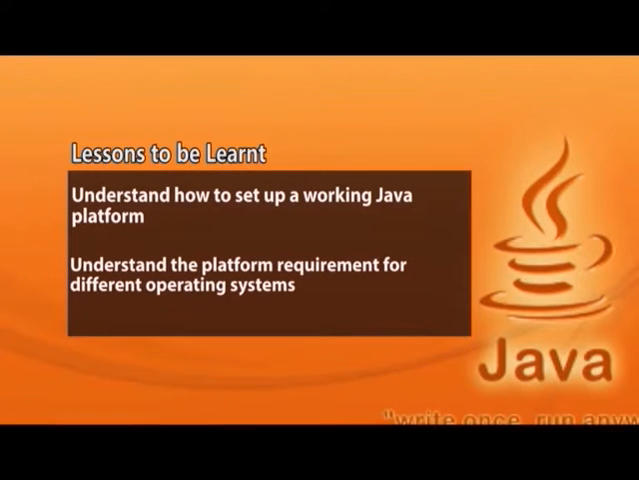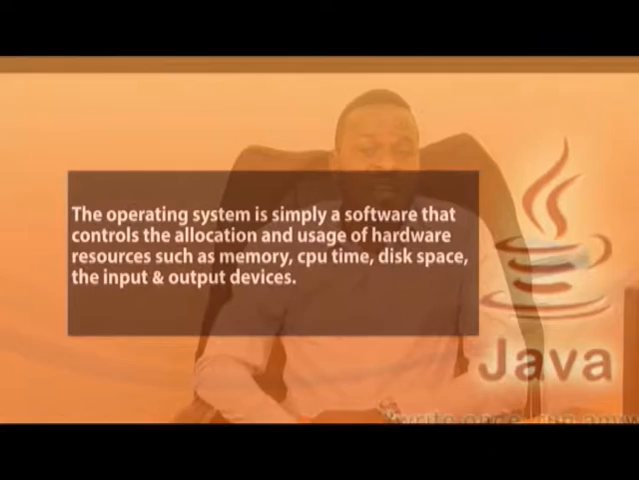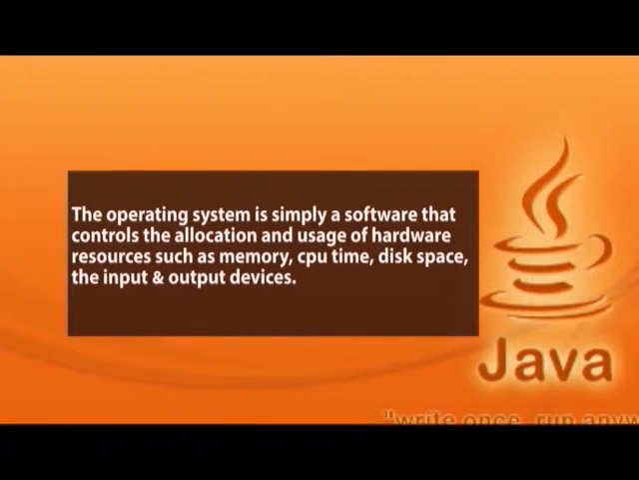It is therefore my expectation that at the end of this lecture, you should be able to understand how to set up a working Java platform and environment, and also understand the platform requirement for different operating systems. Be reminded that the operating system is simply software that controls the allocation and usage of hardware resources such as memory, CPU, disk space, and the input and output devices. Some types of Java development kits are meant for Windows users only.